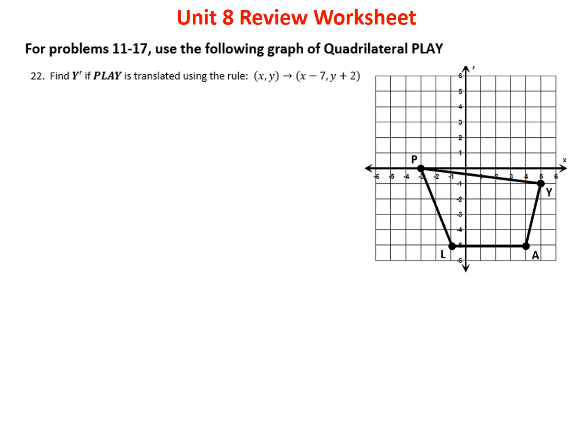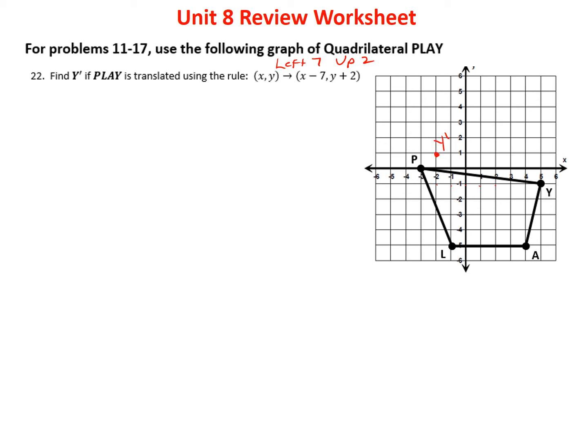Problem 22 is a relatively simple problem. It's just asking you, if you translate x minus 7 and y plus 2, where does y prime end up at? Remember, x minus 7 is simply going to mean I go left 7 and up 2. Now, if I want to do that manually, I could take y and say, okay, I'm going to go left 7, 1, 2, 3, 4, 5, 6, 7, and up 2. So this should be my y prime right here.